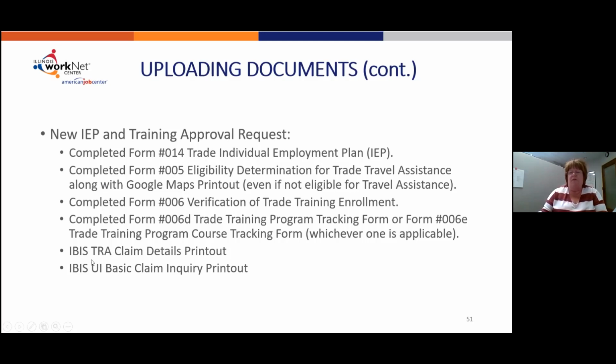These two documents here, the IBIS documents, you can upload as unemployment information if you wanted, but you can do it a couple of ways. It doesn't matter to us if you upload everything as one complete document or if you separate the documents out. But these are the things that we need for a new IEP and training approval request. And in addition, the 6 criteria case note, and then all of your service and status records.